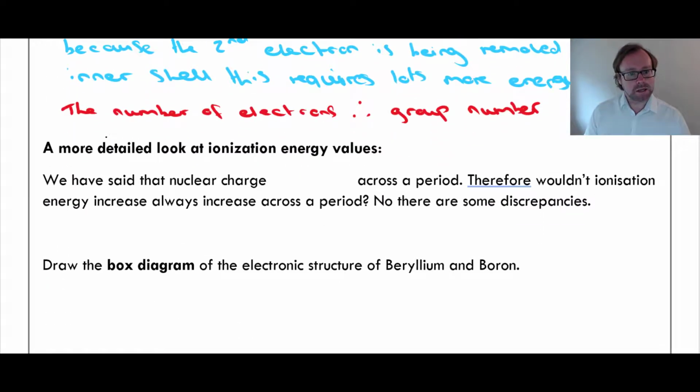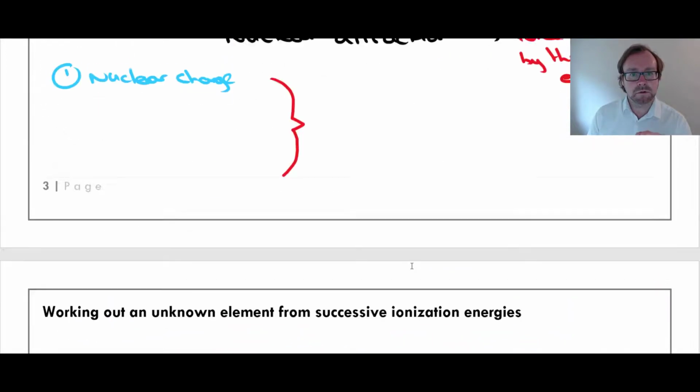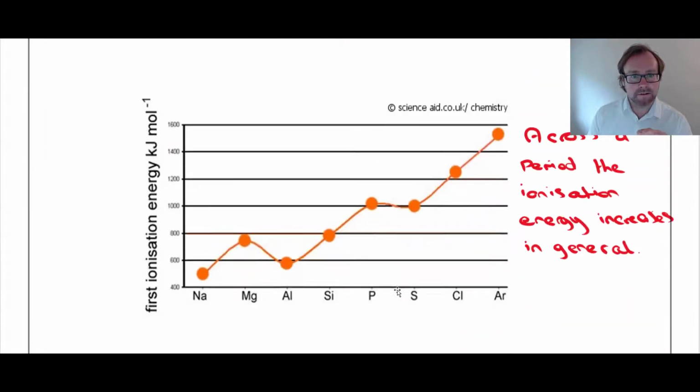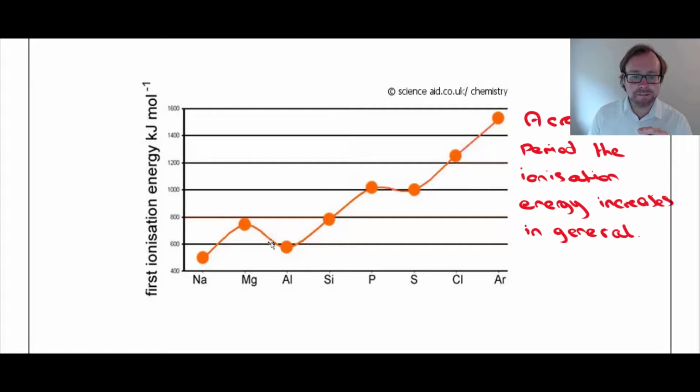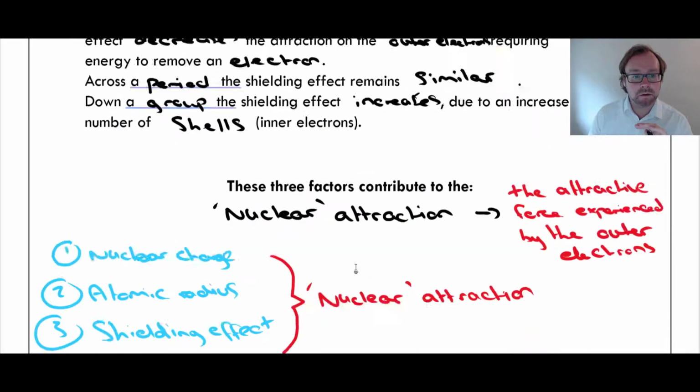Okay, so on to some more questions that you may be asked. A more detailed look at ionization energy values. We have said that the nuclear charge increases across a period. Therefore, wouldn't ionization energy always increase across a period? Well, no, there are some discrepancies. And if we go up to our graph here, we can see where some of these discrepancies are, between magnesium and aluminium, and phosphorus and chlorine.